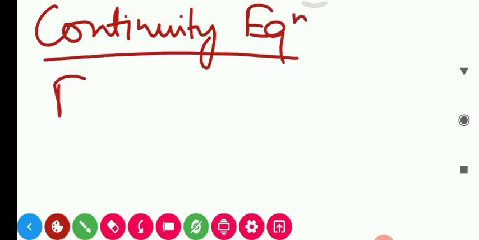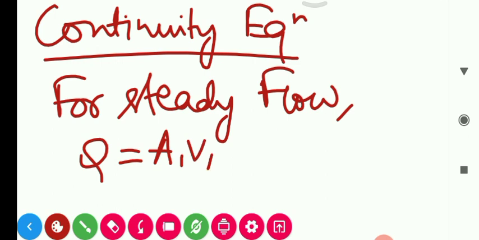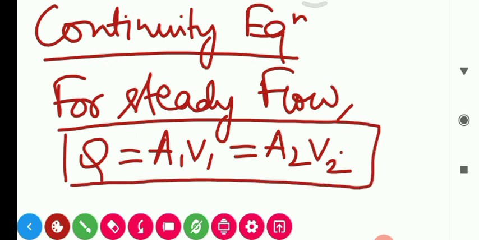Okay, so in case of a steady flow, the continuity equation will be the same as we have learned in fluid mechanics, which was discharge equal to A1 V1 equal to A2 V2. Okay, what is A1, what is V1?